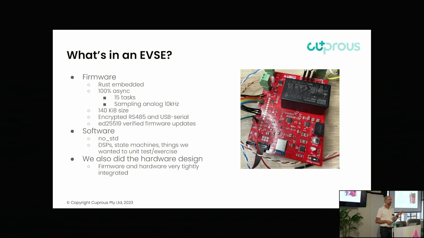Firmware and software, as I say, is quite sophisticated. It's 140K in size, right? So that's the sort of target size that we can achieve with Rust. We use encryption over 485, and we also support a USB serial interface on there as well.